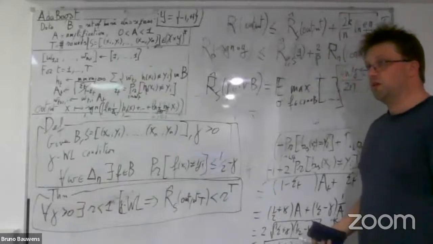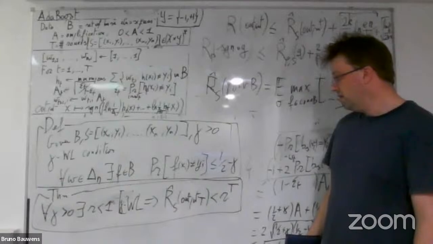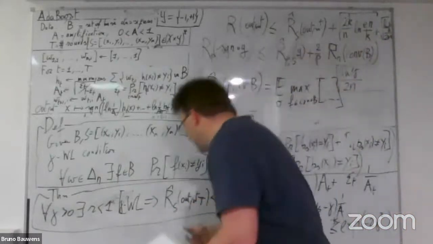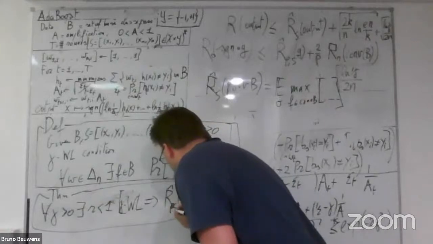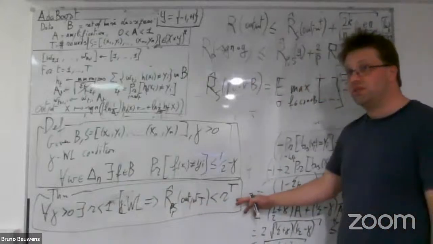And this has another corollary. And here we have just empirical risk or margin. Empirical risk, sorry, I mean empirical margin risk. Yeah, thank you. So the empirical margin risk converges to zero.